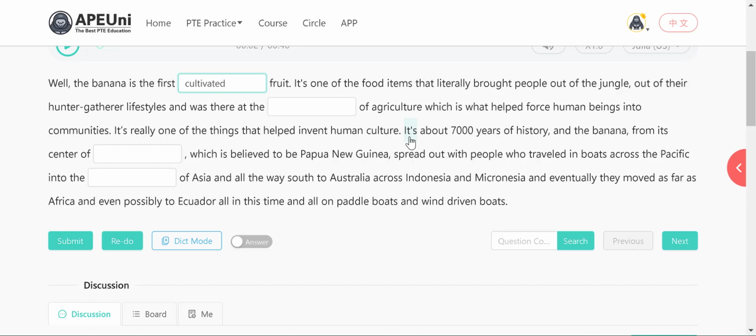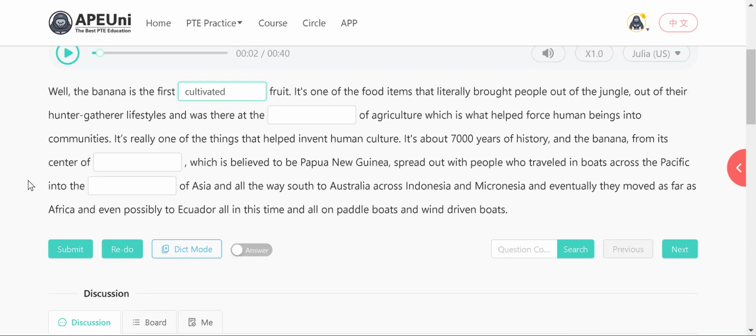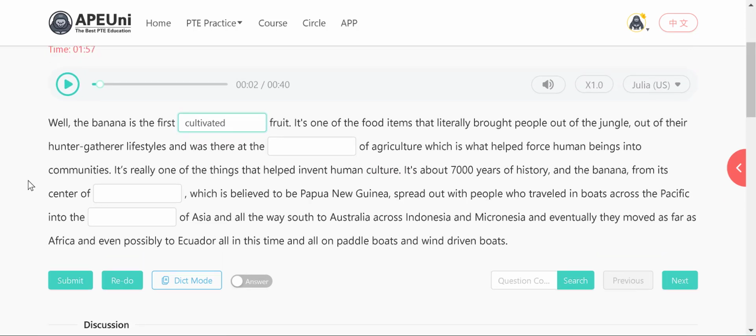Otherwise, it won't give you any point. Even if you write down the right answer and the spelling is right, it's also sensitive. At least in this APEUni, it's sensitive to whether it's capitalized or not. So make sure about that.